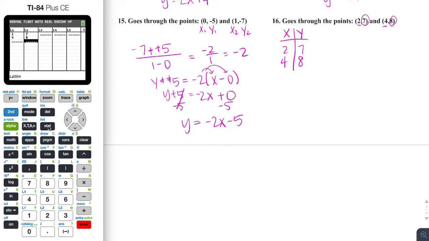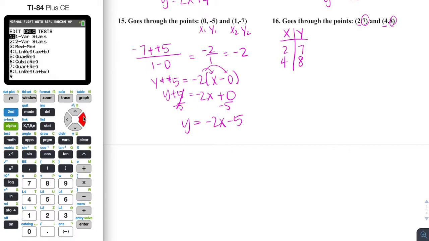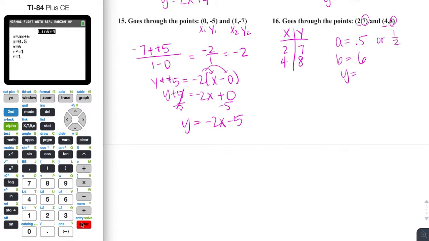Okay, so we're going to go to Stat Calc 4, and we're going to calculate, and now we have our a value is 0.5, or if you write it as a fraction, 0.5 is 1/2, and our b value is 6, and y equals ax plus b. So we're going to have y equals 1/2 x plus 6, and that is going to be our final equation.